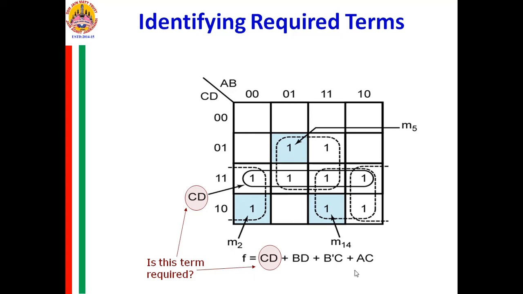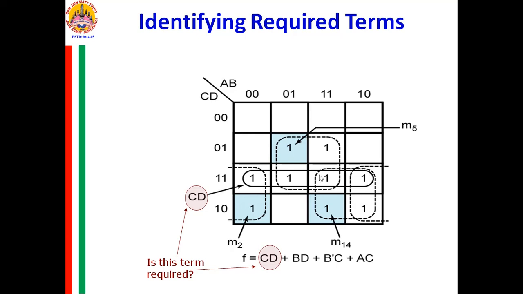Now, whether all these terms are essential, that we have to see. With which group of quads is it sufficient to evaluate the function, that is, to cover all the ones for the function? All these ones must be covered for evaluating the Boolean expression.